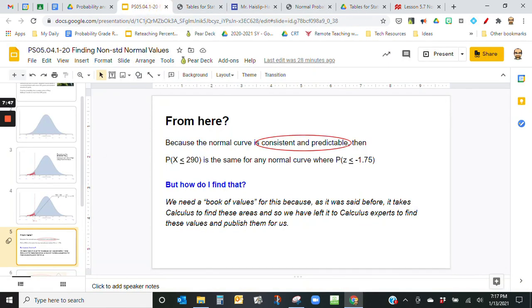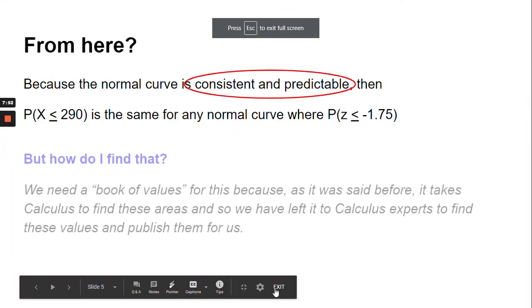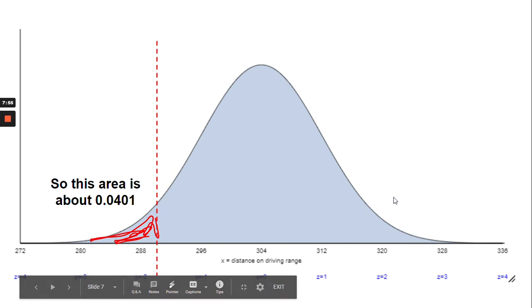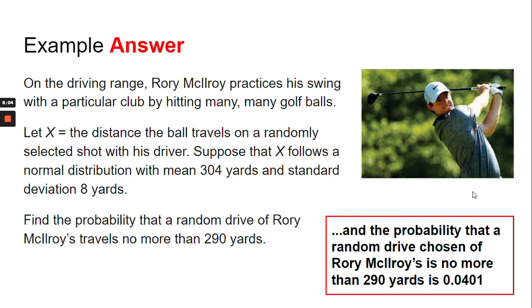So let's go back here. So wait a minute. Using that table, we just found out that that area from negative 1.75 and back is 0.0401, and we found out that that means the probability that a random drive chosen of Rory McIlroy's is no more than 290 yards is 0.0401. We answered the question. All we had to do was find the z-score and look it up on that chart.